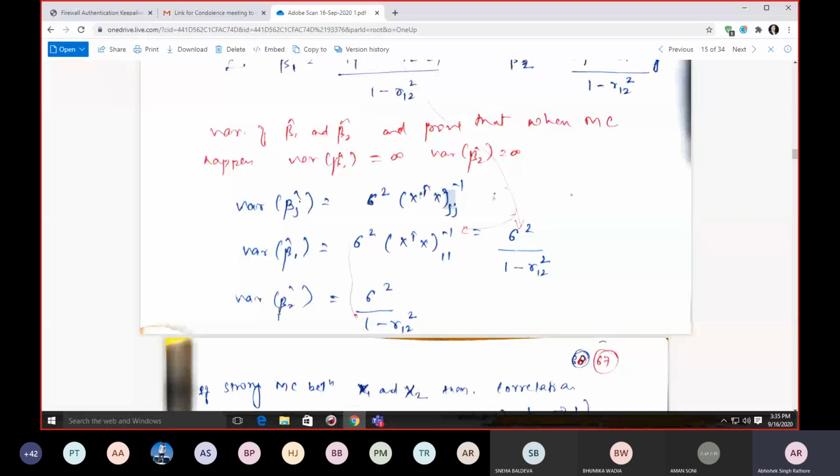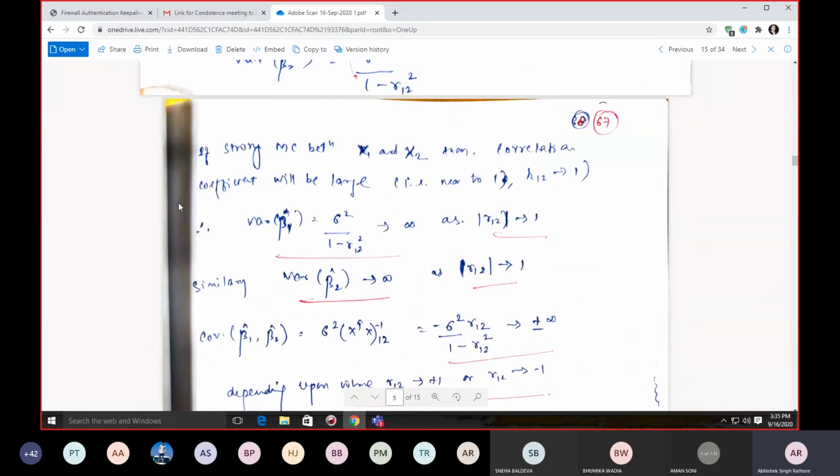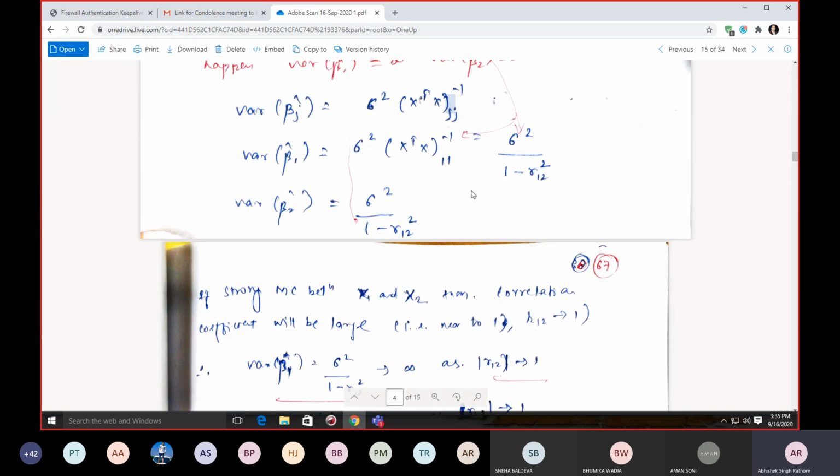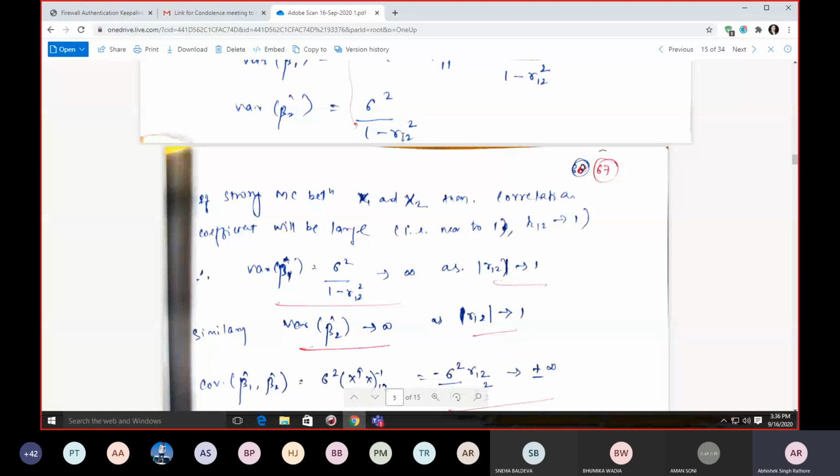Similarly for beta 2, again we'll get sigma square upon 1 minus r square 1 2. If we have strong multicollinearity between x1 and x2, then our correlation coefficient will be large, it tends to 1. So our correlation is equal to 1. It means that this is my correlation coefficient, which is tending towards 1.